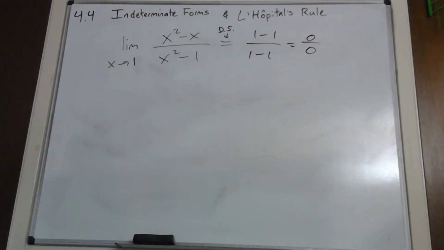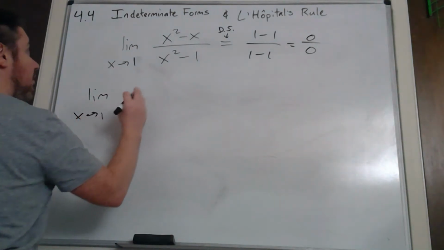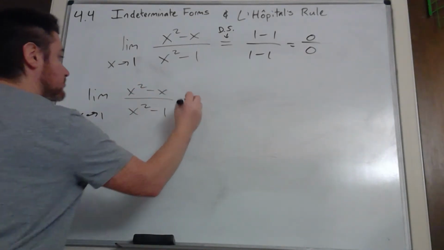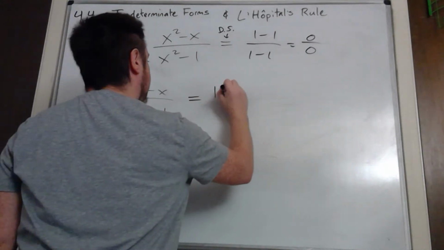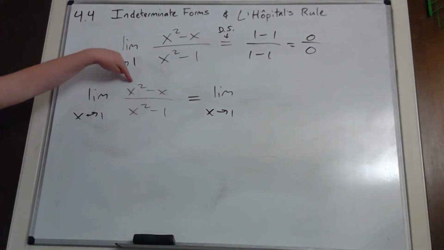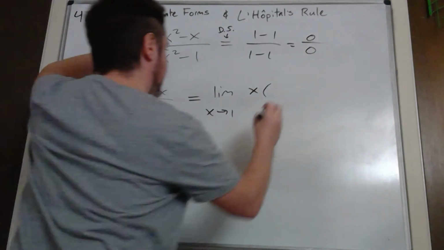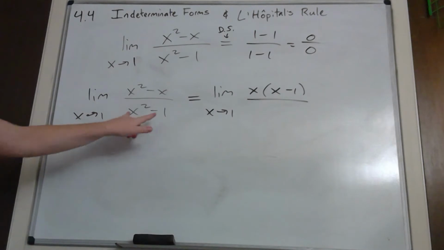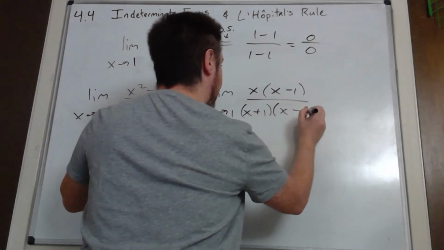Alrighty. Is there anything I can do factor-wise? So let's say the limit as x approaches 1 of x squared minus x over x squared minus 1 equals, let's try a replacement theorem, something that we might have tried. Before we apply L'Hopital's, let's see if I can try this. Here I see a common x, so I can factor out x, and I'm left with an x minus 1. And on the bottom, this is a difference of perfect squares, so I've got an x plus 1 and an x minus 1.